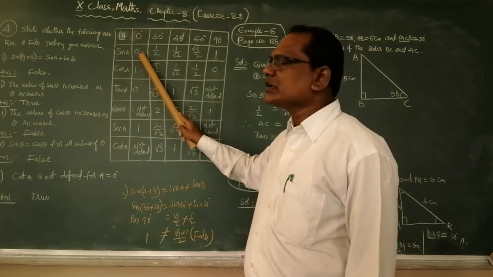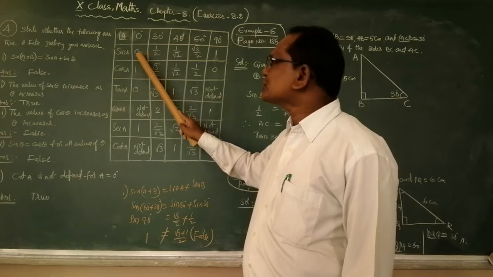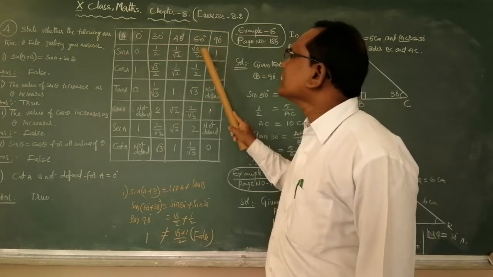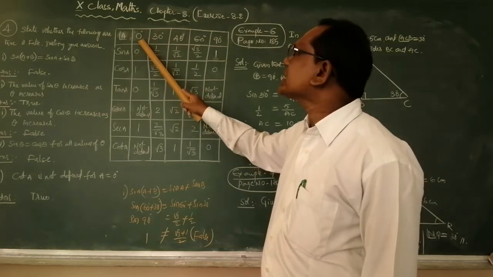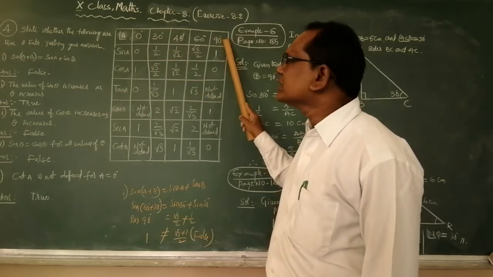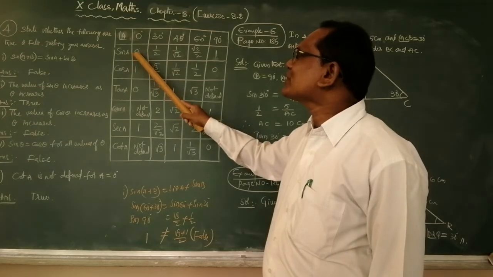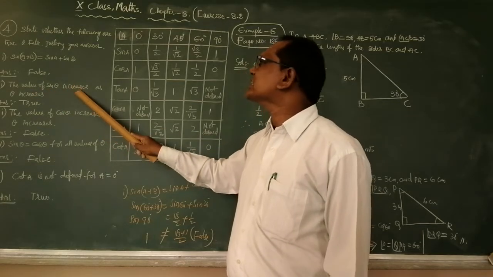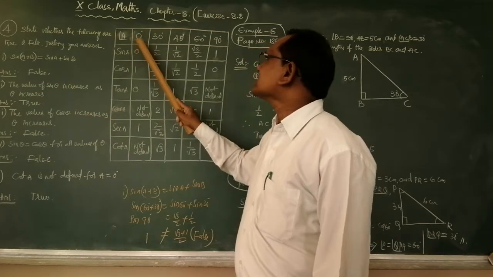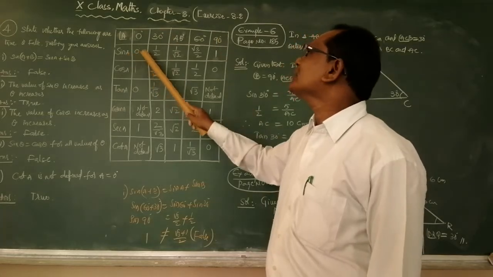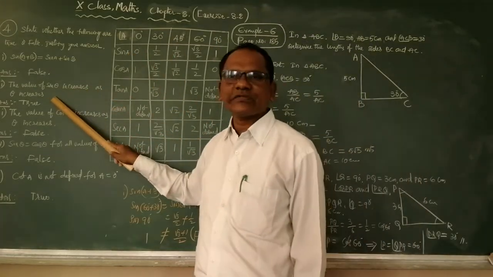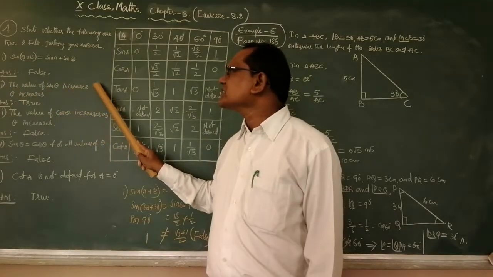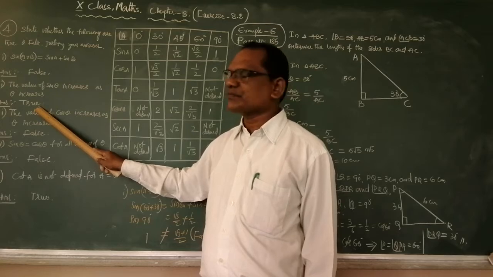Sin 0 degrees is 0, then 1 by 2, then 1 by root 2, root 3 by 2, and finally sin 90 is 1. The sin 0 degrees value is 0. When theta increases from 0 to 90 degrees, the sin value also increases from 0 to 1. So yes, the value of sin theta increases as theta increases. That is a true answer.